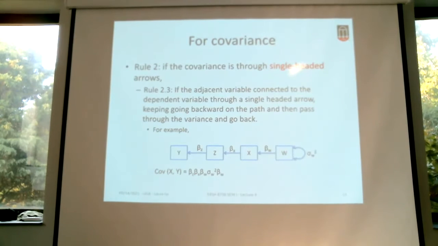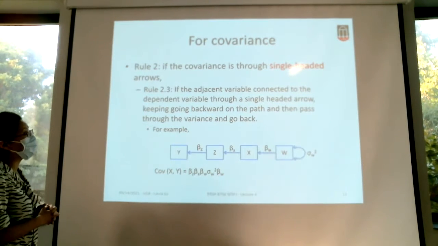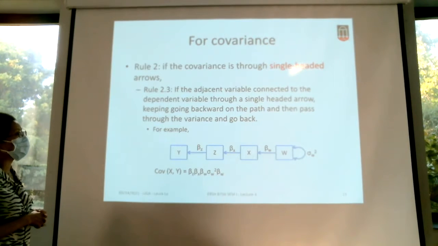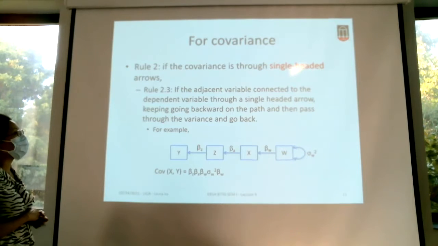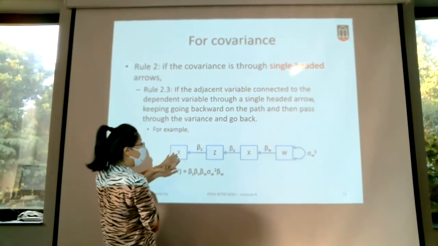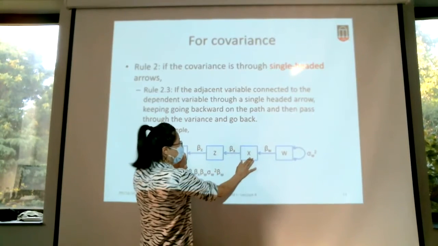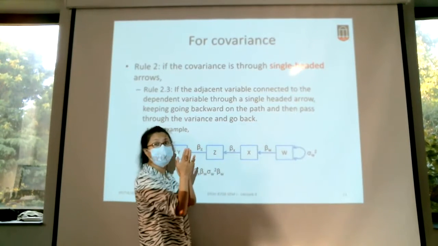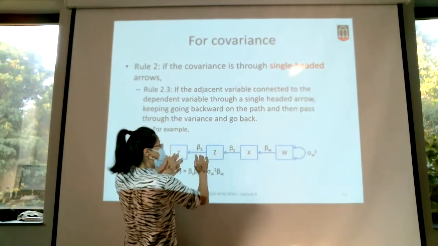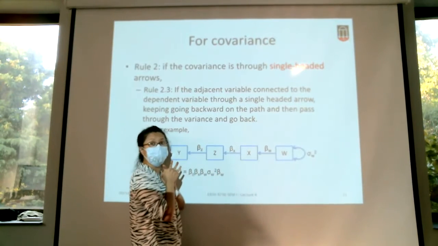Okay, now let's look at another case. Look at this case. We have kind of like a twin here. We have a lot of single-headed arrows. If the adjacent variable is connected to the dependent variable through a single-headed arrow, keep going backward, keep going backward along the path, and then pass through the variance and then go back. So now again, the variable y is here, variable x here. Now I ask you, what's the covariance between x and y? We have so many single-headed arrows here. So what should we do?